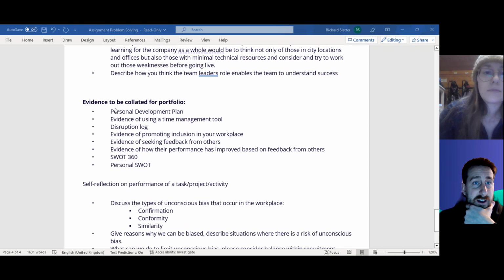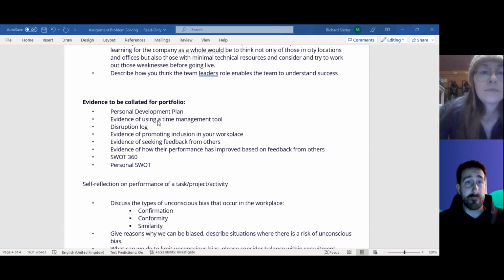But with all of that afterwards, so evidence to be collected. So we've spoken about your personal development plan. We've spoken about a time management tool. Disruption log is fine. Evidence of promoting inclusion, evidence of seeking feedback, evidence of how your performance has improved based on feedback from others. We cover that through SWOT 360. So all of that is covered.